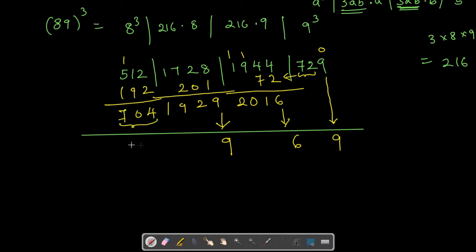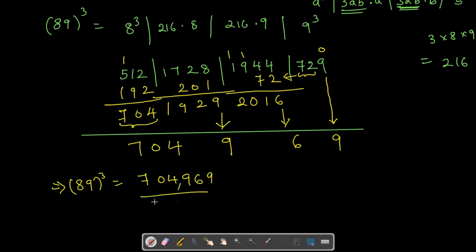So now I'll be taking this entire 704 over here. So what is the value of my 89 cube? Which would be nothing but 704,969.